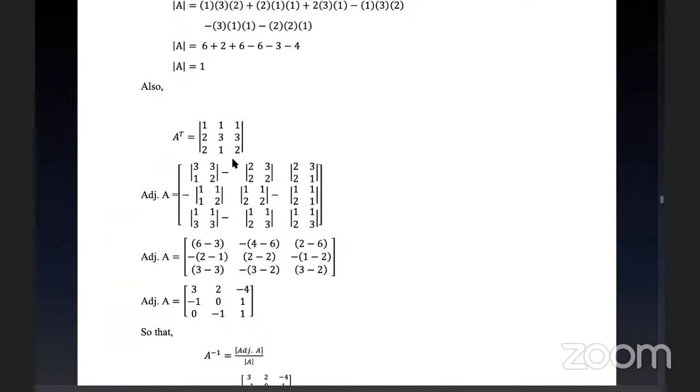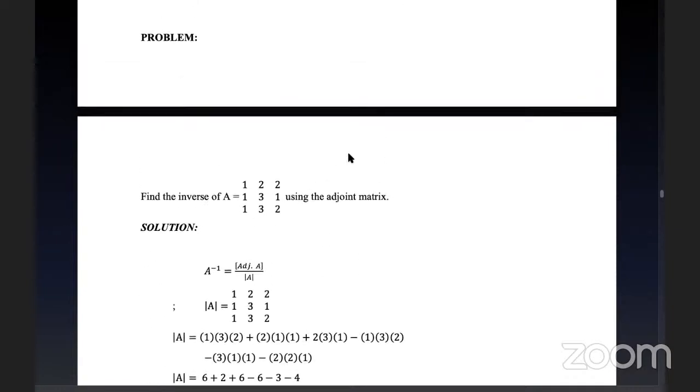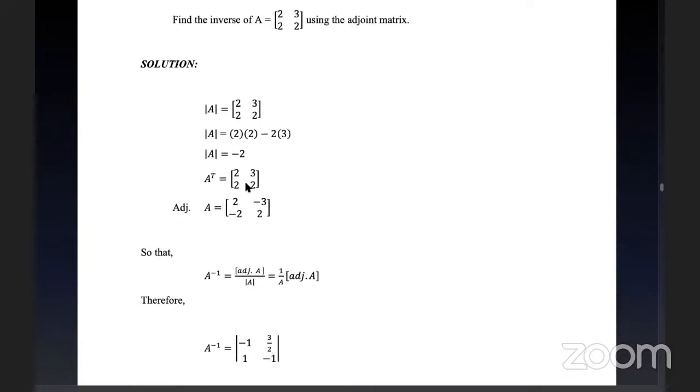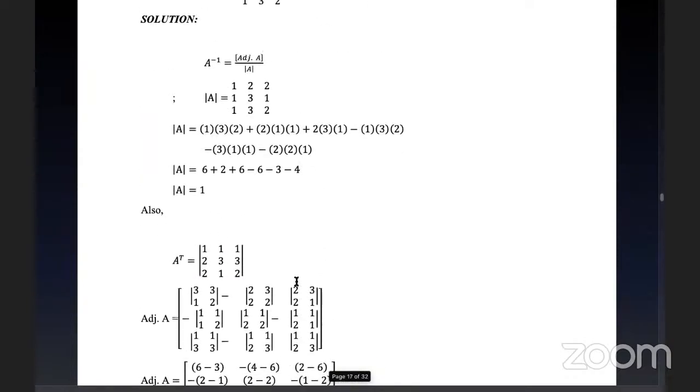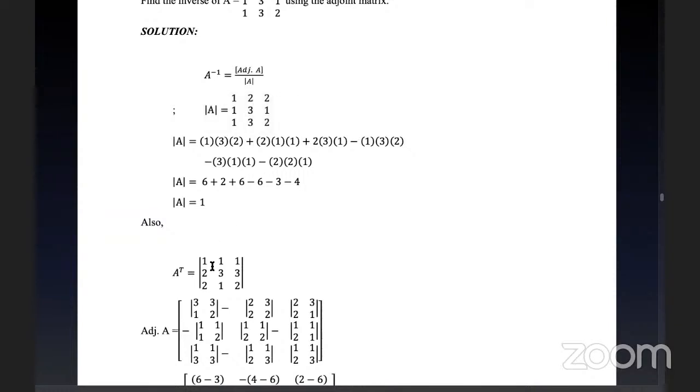So pagdating doon sa adjoint, sabi natin, di ba, kunin natin yung transpose ng matrix. Okay, so correction lang doon sa module, baka malito kayo. Itong part na to kanina sinulat ko, hindi pa to yung transpose actually. So babaguhin ko lang 2, 3, 2, 2. Napakita ko naman na kanina. Okay, now here, so 1, 2, 2, yun yung magiging first column. 1, 3, 1, yun yung magiging second column. 1, 3, 2, yun yung magiging third column. Okay, so nakaayos na siya.